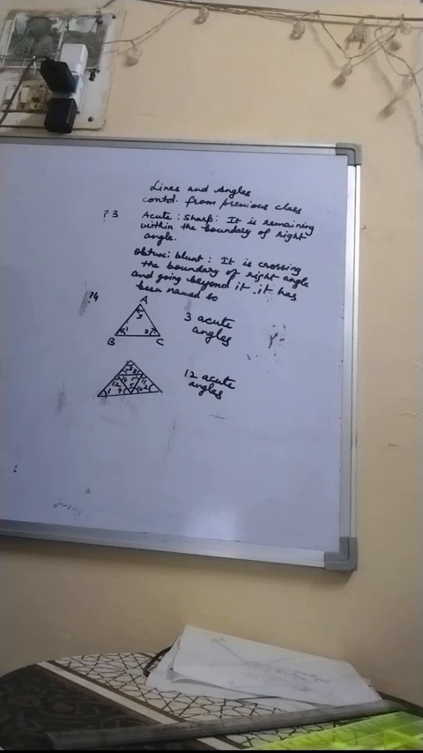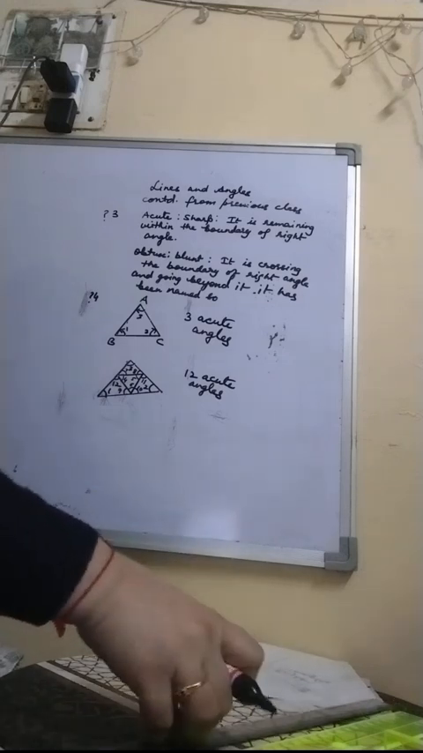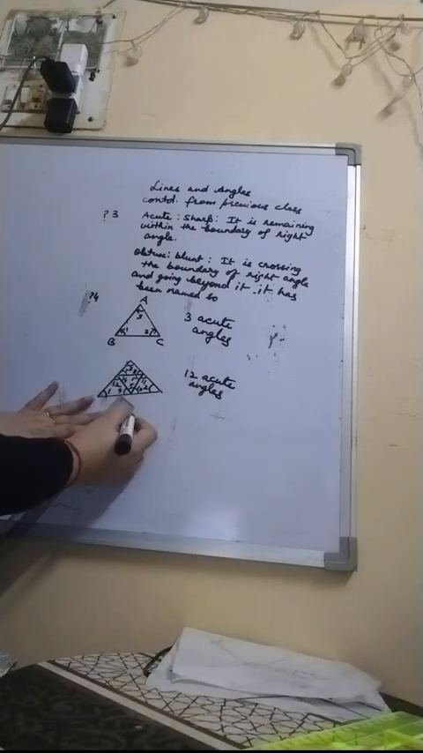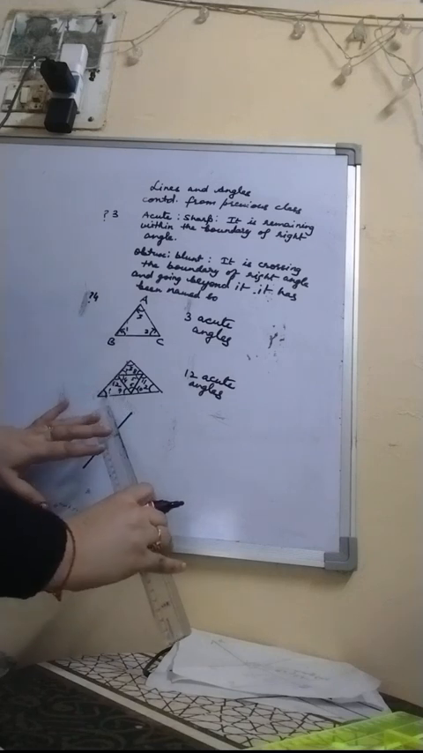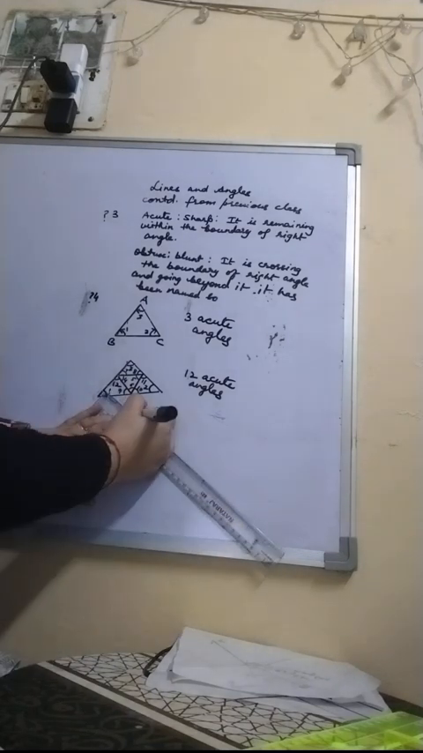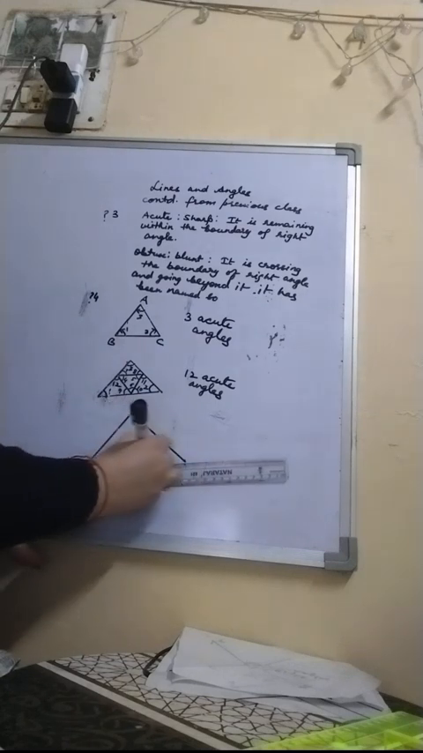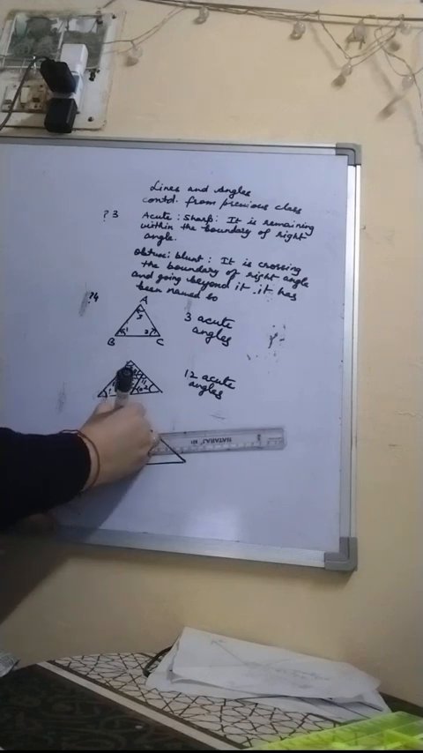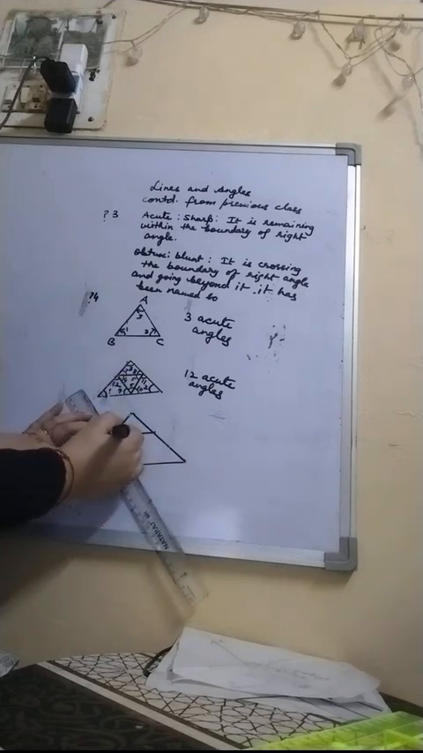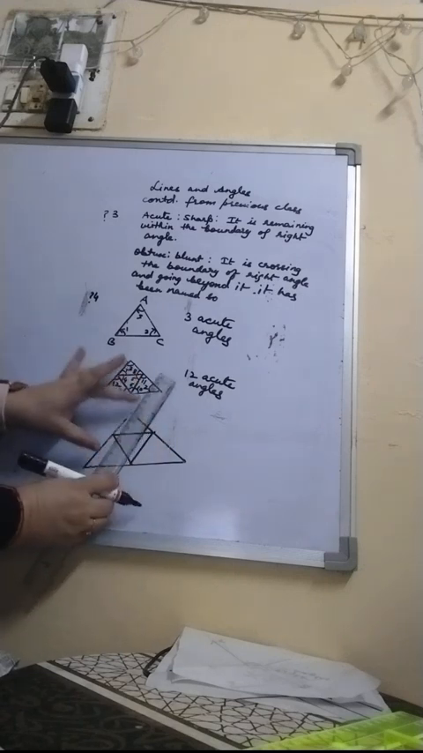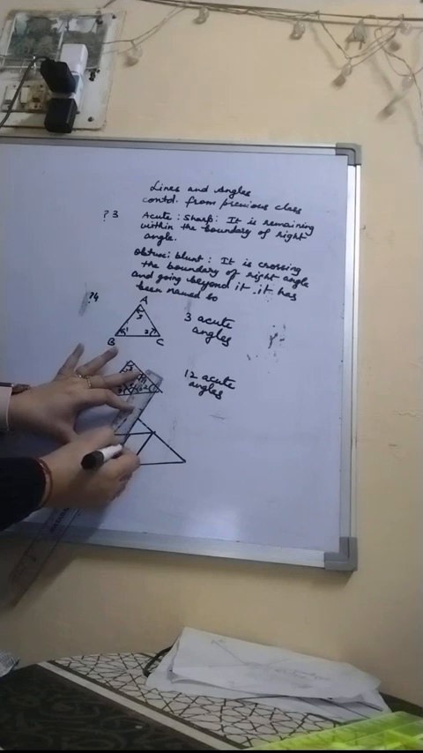When you are doing geometry, you should observe the figure very carefully. So the last figure now, I am making the figure bigger so that you are able to see properly. Triangle, triangle, and then again a triangle.